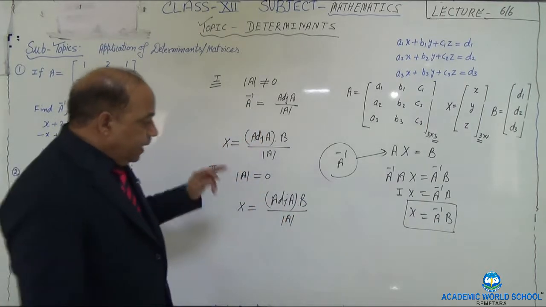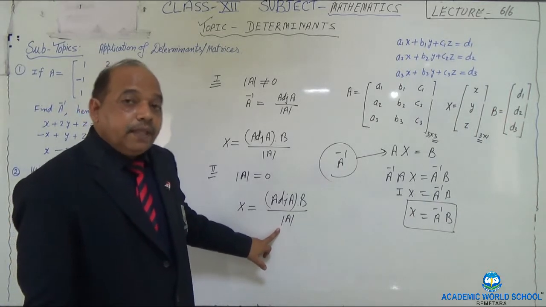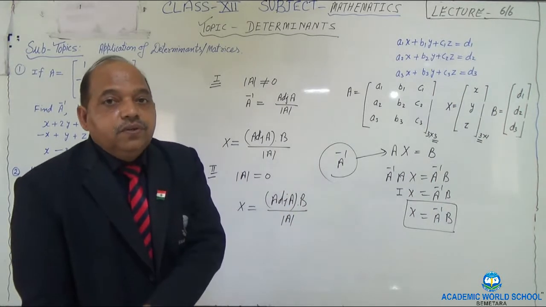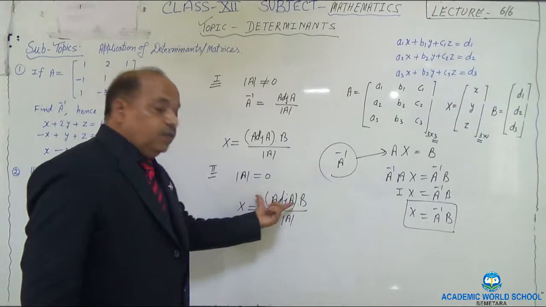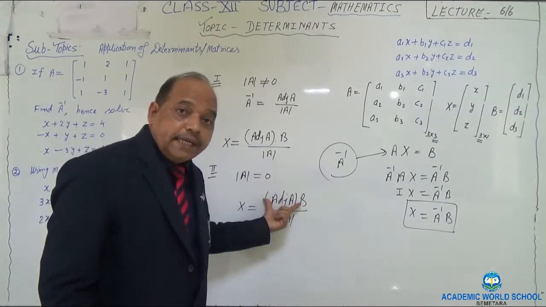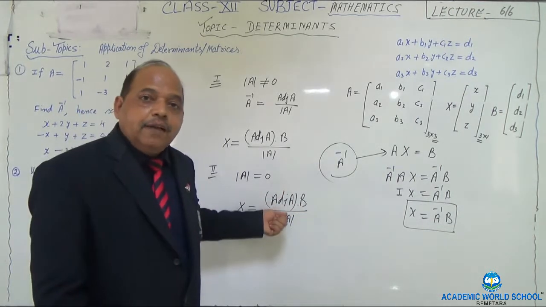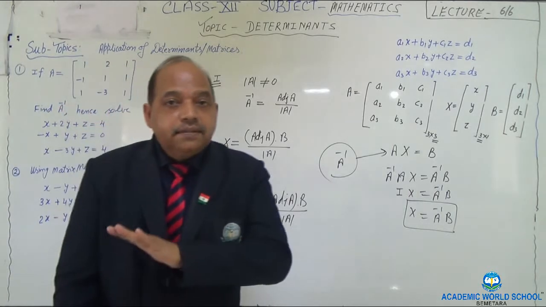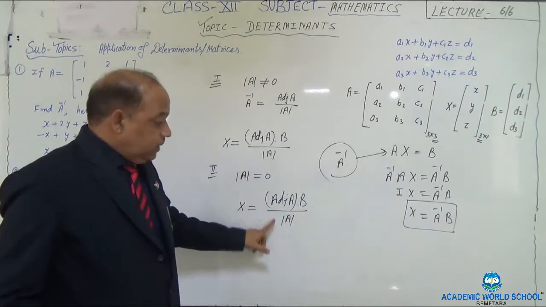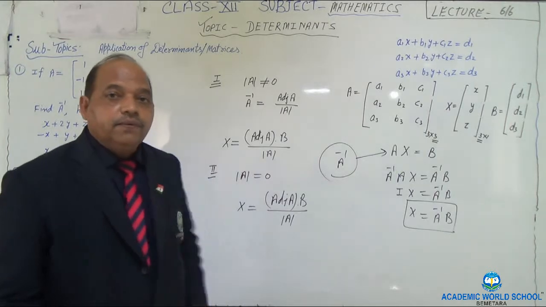Understand this point. If this determinant A is 0 and the product of these two doesn't lead to 0, in that case the numerator is non-zero and the denominator is 0. Understand that. If that happens, then you will say that there is no solution in that case. Clear? If this is 0 and this is non-zero, then there is no solution for that.